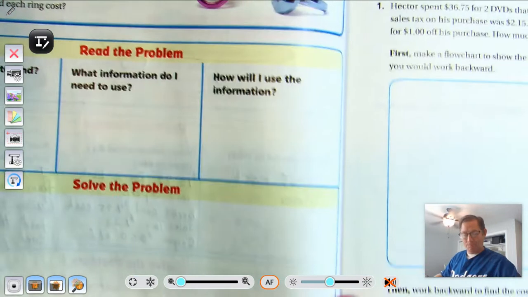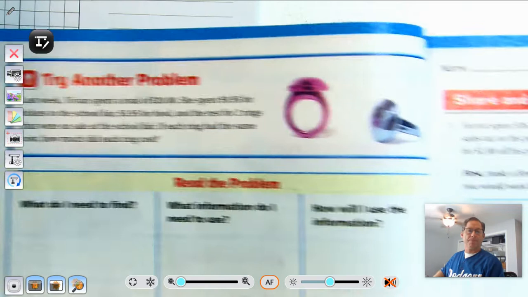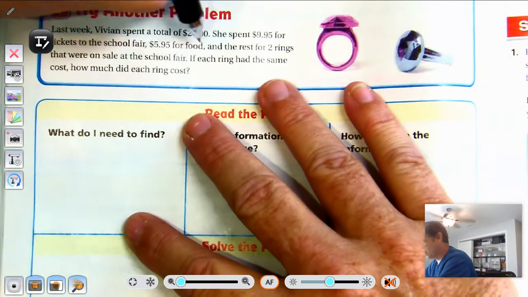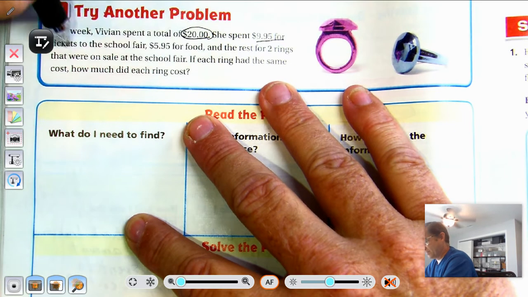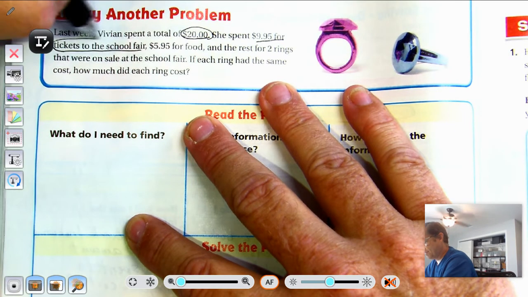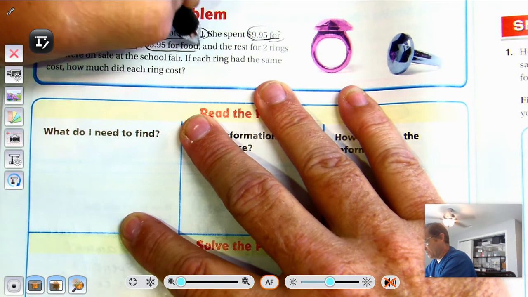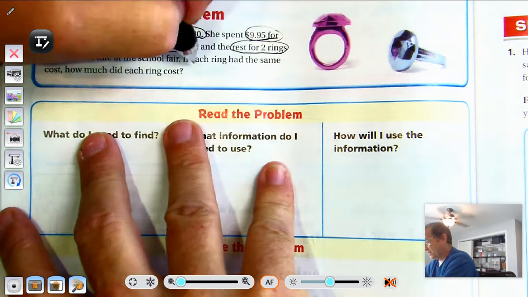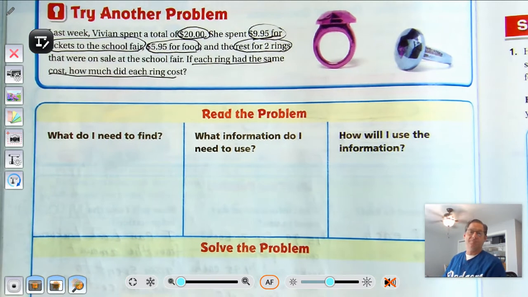All right, so let's go to 240 and let's practice some more. Last week, Vivian spent a total of $20. She spent $9.95 for tickets to the school fair, $5.95 for food, and the rest for 2 rings. If each ring had the same cost, how much did each ring cost?